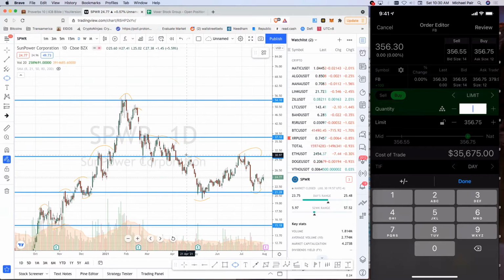Where you want that stock to bounce off of support if you're buying it, and you want to make sure it's on an upward trend. Okay. So it's kind of an upward trend, and it's bouncing off support. All right. And you got room to grow.